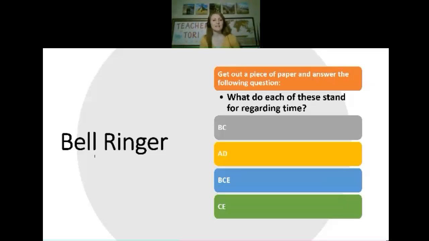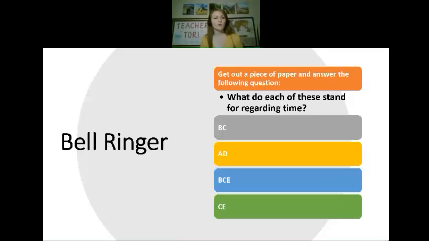All right, BCE. What does BCE stand for? Good. Before current era or before common era. Either one is acceptable. It is the same as BC. It is time that happens before year 1.